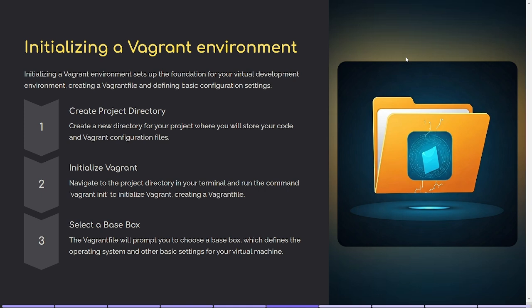Initializing the Vagrant environment. You need to create a project directory for your project where you will store your code and Vagrant configuration files. Initialize Vagrant: navigate to your project directory in your terminal and run the command vagrant init to initialize Vagrant. Okay. And select a base box. Vagrant will prompt you to choose a base box which defines the operating system and other basic settings for your virtual machine.